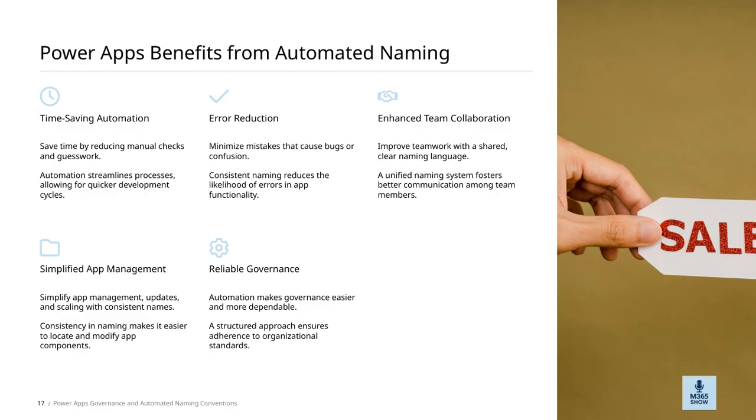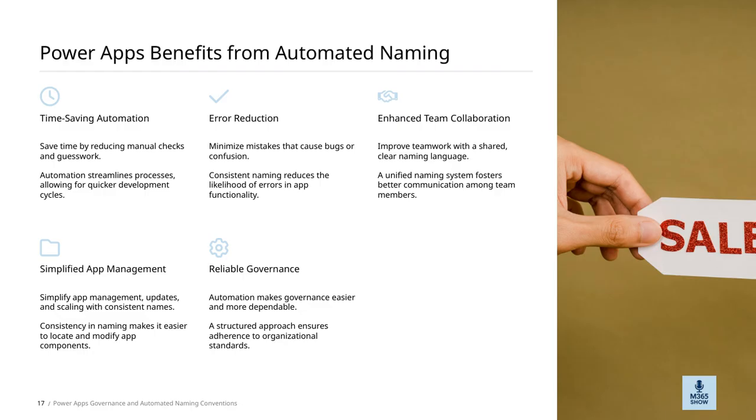Another key advantage is improved teamwork. A shared, clear naming system helps team members communicate better because everyone is on the same page. It fosters collaboration because there's less confusion about what each component is or does. It also helps minimize mistakes that could lead to bugs or confusion. When naming is consistent, the chances of errors slipping into your app's functionality are greatly reduced.